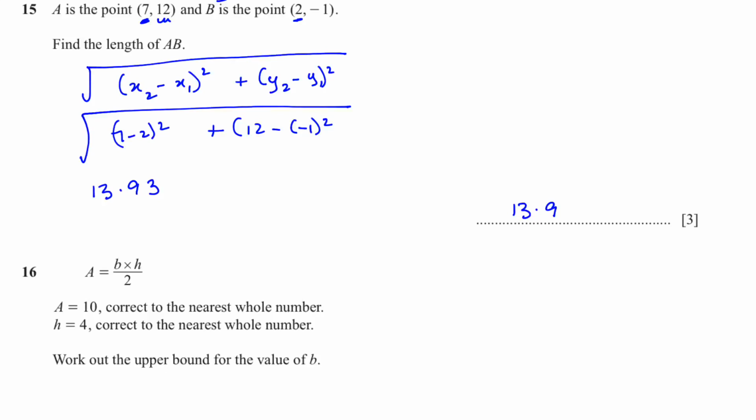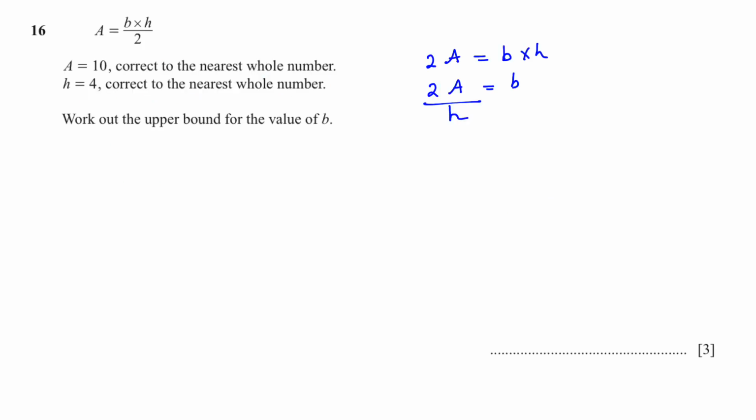Next question. A is equal to b times h over 2. A is 10, correct to the nearest whole number, and h is 4, correct to the nearest whole number. We have to find the upper bound for the value of b. First, let's make b the subject as we have to find b. So it will be 2a is equal to b times h. 2a is equal to b divided by h.